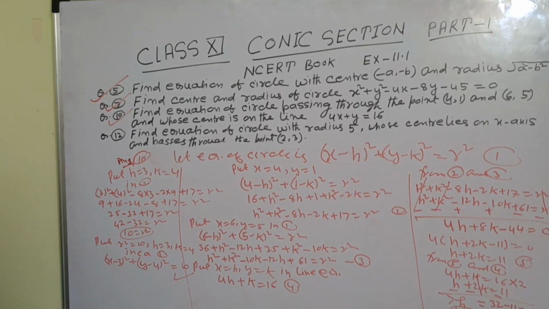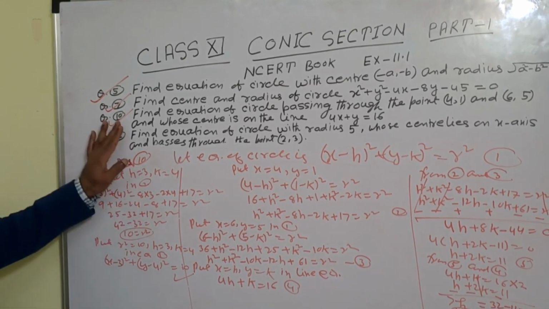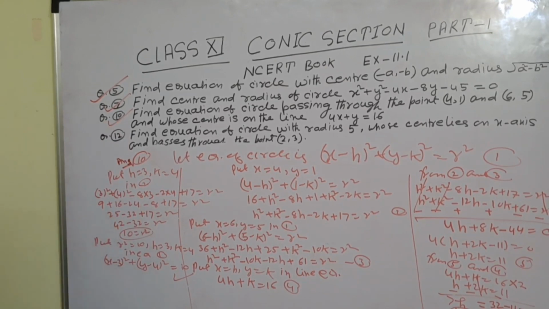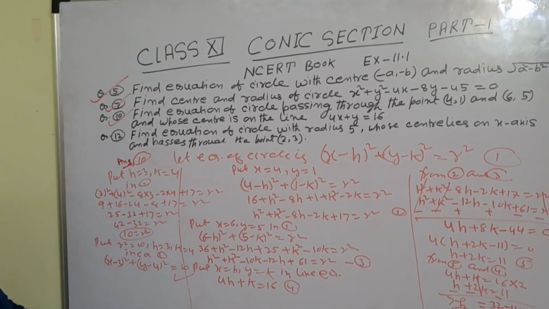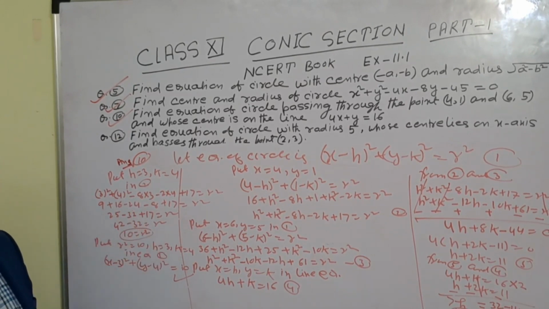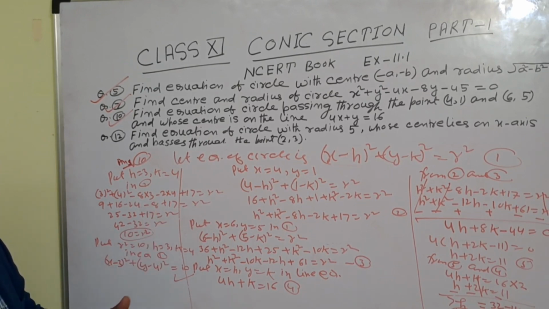So both are the equation of circle, both are the same answer. So again I am repeating this question number 10. Find the equation of circle passing through the points (4, 1) and (6, 5) and whose center is on the line. This is a model question. Anytime this type of question comes, you can use this technique.